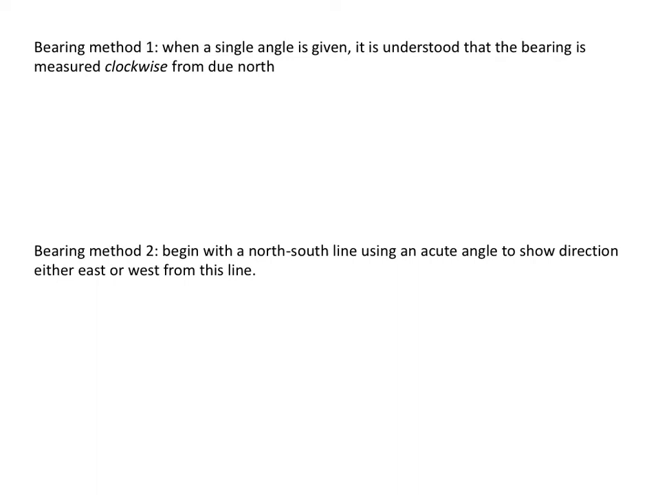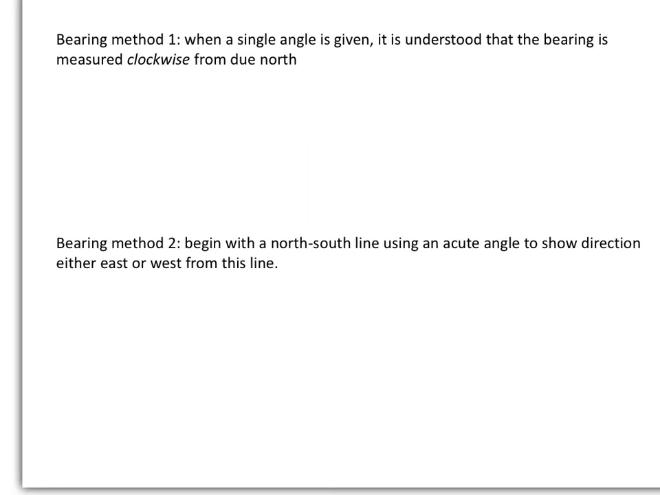You will be given problems with bearing with two different methods, so you need to understand how both methods work. Bearing is just a way of measuring angular rotation about any fixed point. So the first method is if you're just given an angle like 235 degrees.